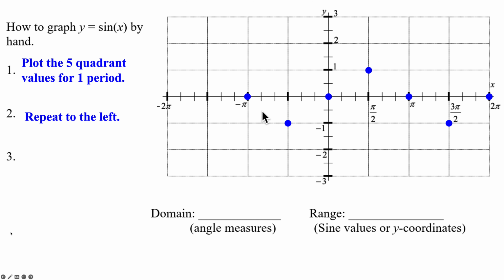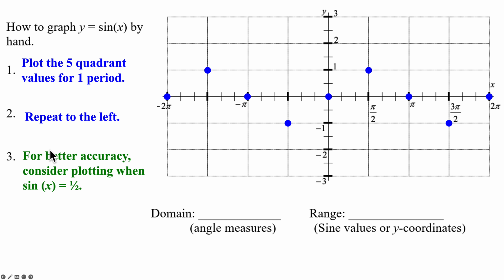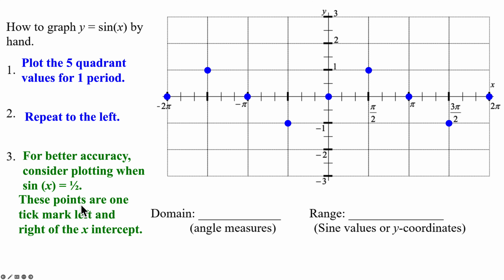Just follow the motion of the points. All right, now for better accuracy, we're going to plot everywhere where the y coordinate was 1/2. And that's going to be right next to your tick marks by your x-intercepts. So I'm looking at the origin here. If I go to pi over 3 to the right and pi over 3 to the left, one tick mark away from that, that's when I'm going to be at a positive 1/2 and a negative 1/2.